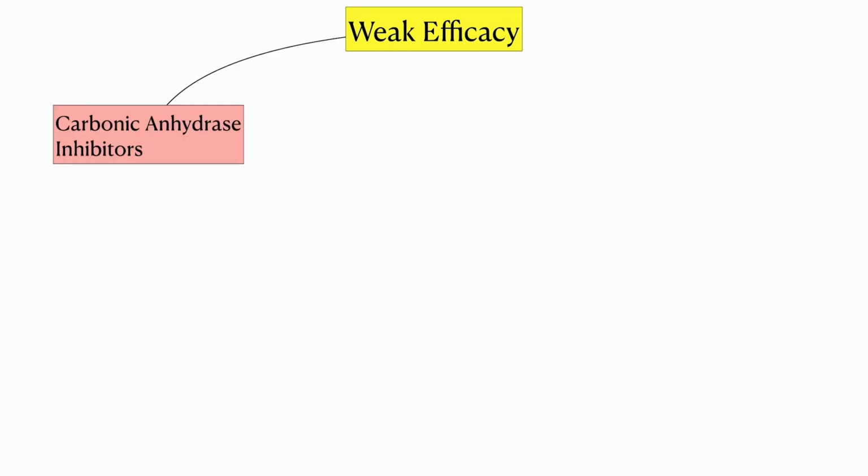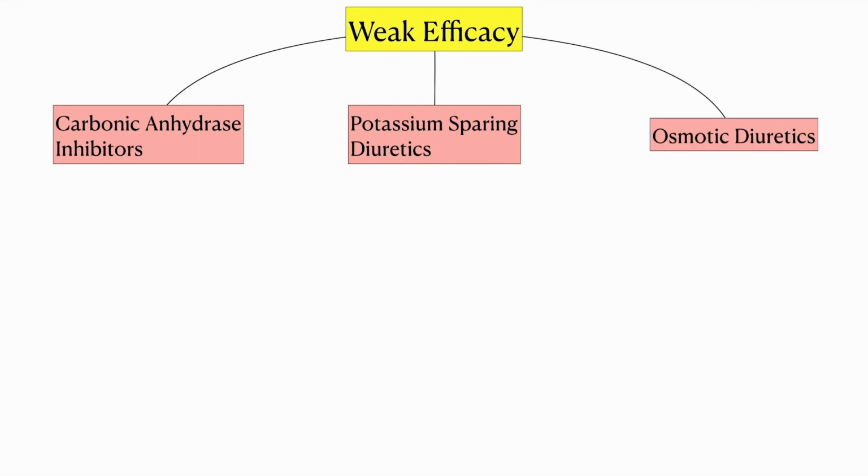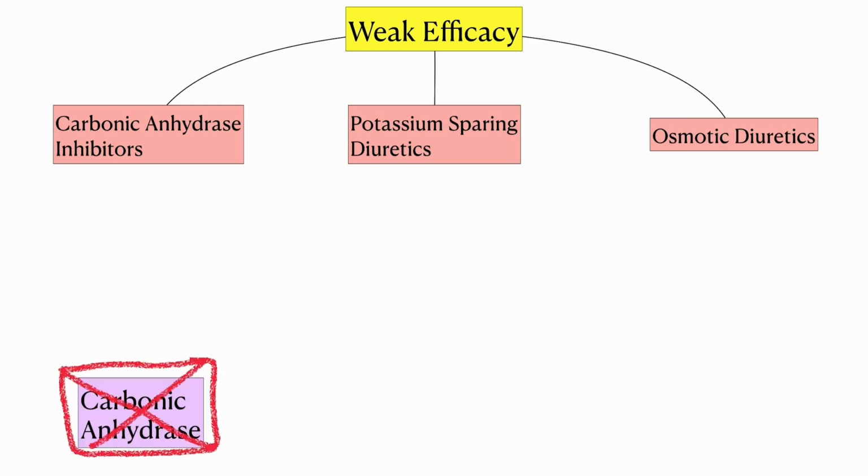In the weak efficacy drugs, we have got three classes: the carbonic anhydrase inhibitors, the potassium-sparing diuretics, and the osmotic diuretics. Carbonic anhydrase inhibitors, as the name already suggests, inhibit an enzyme known as carbonic anhydrase in the PCT of the nephron, and the drugs included are acetazolamide, brinzolamide, and dorzolamide.